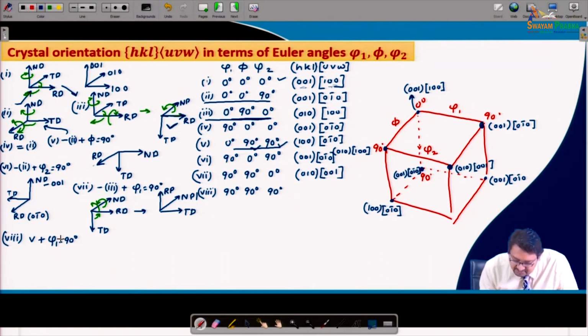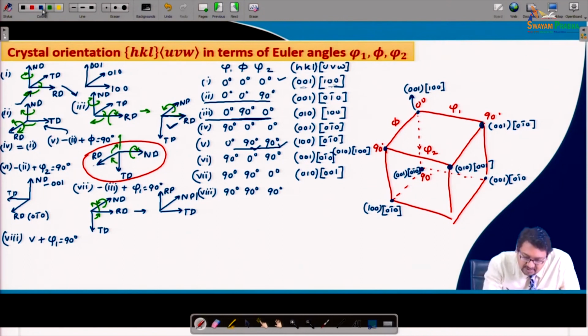So, which one is the fifth one? So, we will have to use this particular one, right. So, we have to use this and we have to rotate by 90 along ND using the opposite of the right hand thumb rule, which is this, thereby bringing RD above and TD to RD. So, if we draw this here, then ND remains in the same direction, RD goes up and TD goes here.